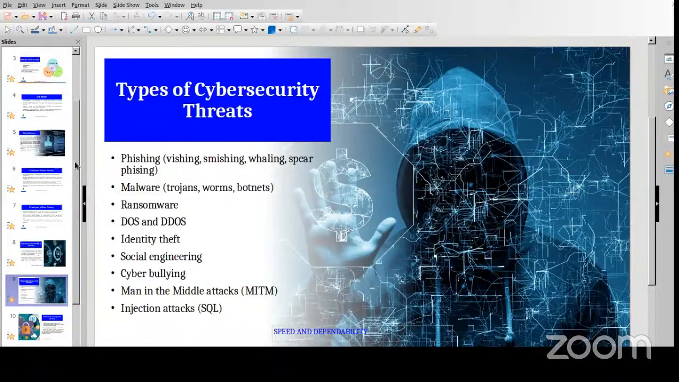DOS and DDoS. DOS is denial of service. DDoS is distributed denial of service. I'm just mentioning it. I am denying you access to services that you regularly access. Think of it as walking into a room and the door is locked. That's a denial of service.